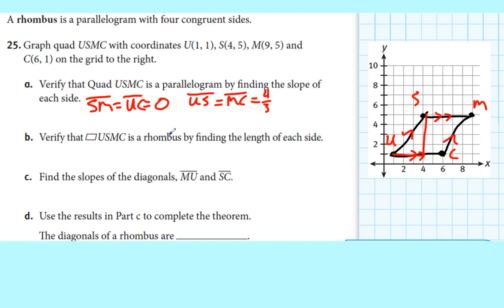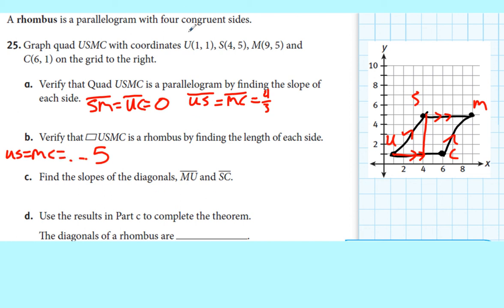And then we can confirm it's a rhombus by finding the length of each side. Again, we can do these short sides pretty easily. So 1, 2, 3, 4, 5, and then 1, 2, 3, 4, 5, and this just happens to be a 3, 4, 5 triangle, so we know all the sides are 5. And you can put US equals MC and so on.